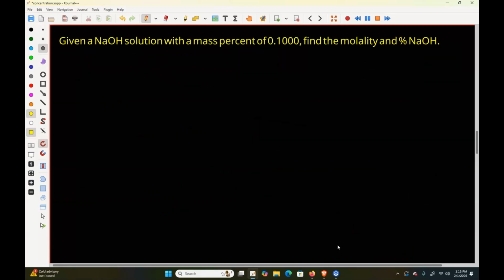Given a sodium hydroxide solution with a mole fraction of 0.1000, find the molality and the percent sodium hydroxide. First thing I want to do, I want to assume 1 mole solution. That means I would have 0.1 mole sodium hydroxide, and I would have 0.9 moles of water.